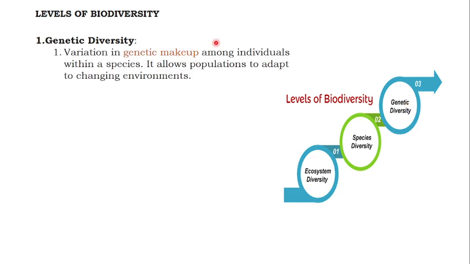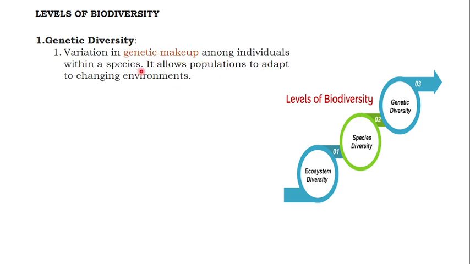As you are seeing here, after understanding the ecological terms, let me have a look at the levels of biodiversity. What are the types of biodiversity? Level number 1 is the variety of genetic makeup, their genes. Number 2 is the variety of species, and number 3 is the variety of ecosystems. The first level of biodiversity is genetic diversity, meaning variation in genetic makeup among individuals within a species.